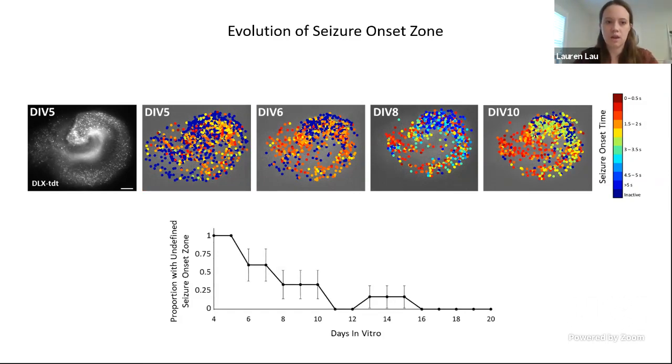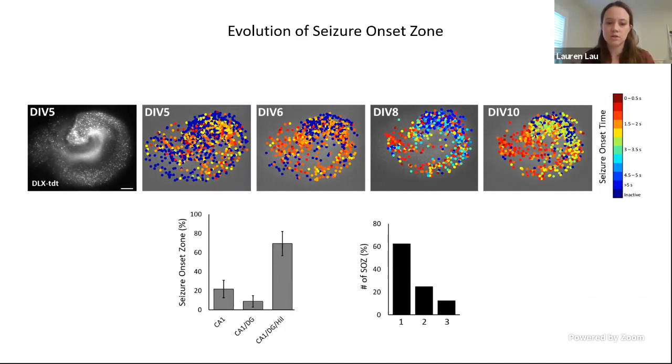So this is looking at the proportion of slices with a regionally undefined seizure onset zone. So you can see in the beginning days of seizing, all of the slices had an undefined onset zone. And by the second week in vitro, there was a refinement to a clear-cut seizure onset zone within the hippocampus.